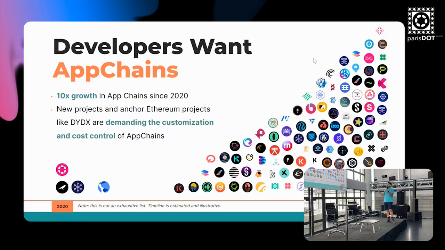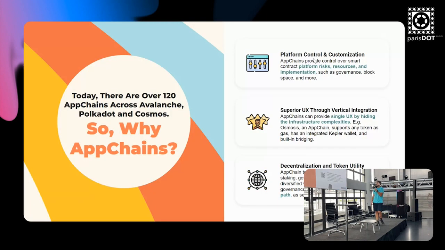We've seen anchor projects on Ethereum, for example dYdX, decide to move away from Ethereum and build a Cosmos SDK-based chain. This is because they want customization and cost control of the environment they're executing on, right? I really like this graph because it shows the immense growth in app chains in the blockchain ecosystem. We've seen that there are over 120 app chains if you account for Avalanche subnets, Cosmos, and Polkadot.